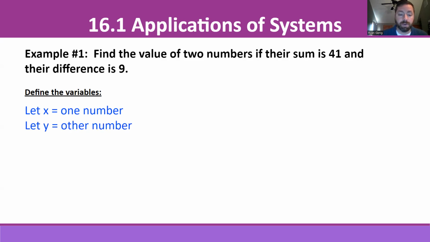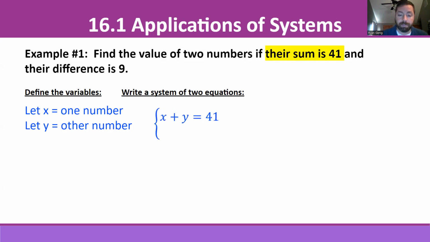So now we want to come up with 2 equations. The first one comes from the sum being 41. Sum means you add. So if I add the 2 numbers together, x plus y, it equals 41. Difference is what gives me the second equation. Difference means subtract. So if I subtract the 2 numbers, x minus y, it gives me 9. And there's my system of equations.